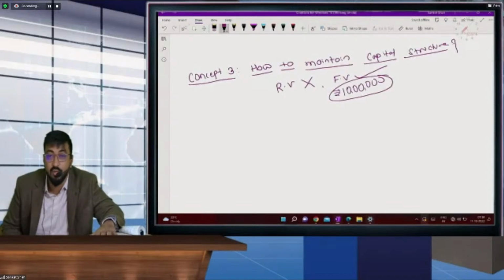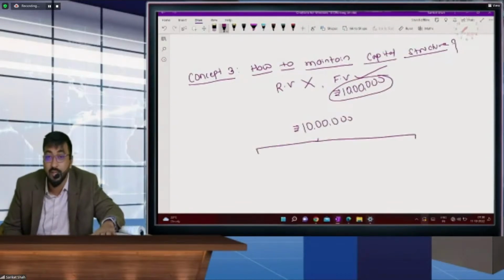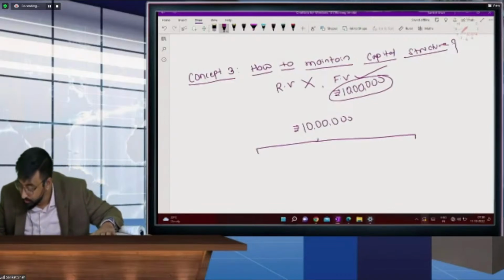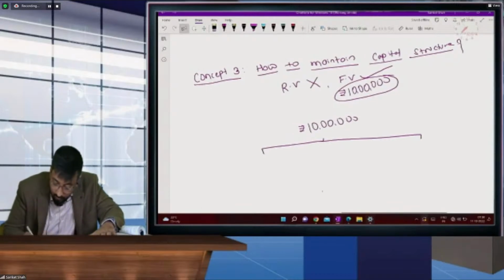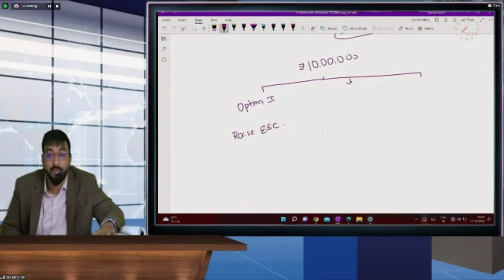After redemption, your capital structure in your balance sheet has to be maintained. You are reducing 10 lakhs rupees, but you have to maintain that 10 lakhs rupees, beta. How many ways? Option one: raise equity share capital. Raise equity share capital. So beta, what is the entry?